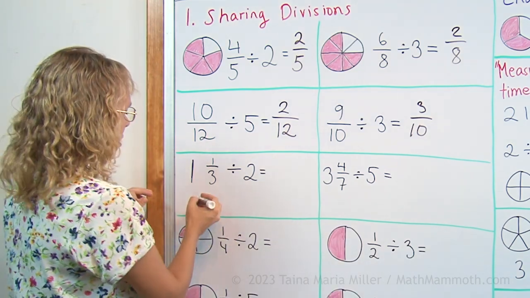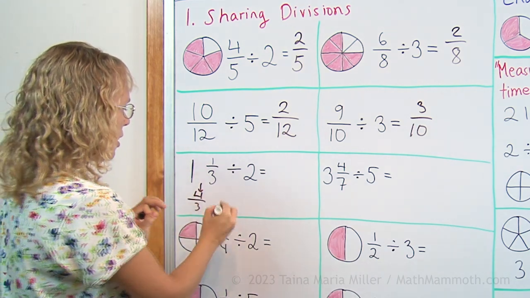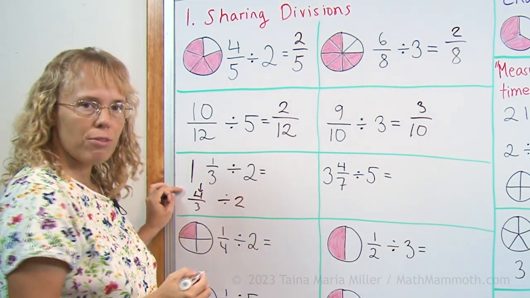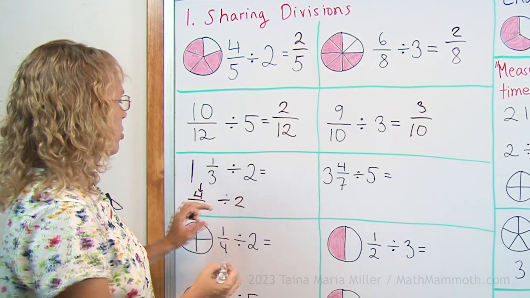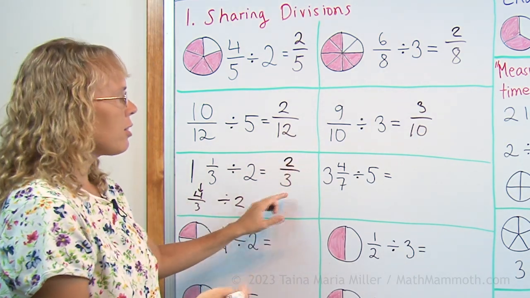1 1/3. Let's write this as a fraction first. 4/3. And now it is easy to divide by 2. You have 4 slices. And 2 people sharing, so each person gets 2/3. 2 slices that are 3rds.